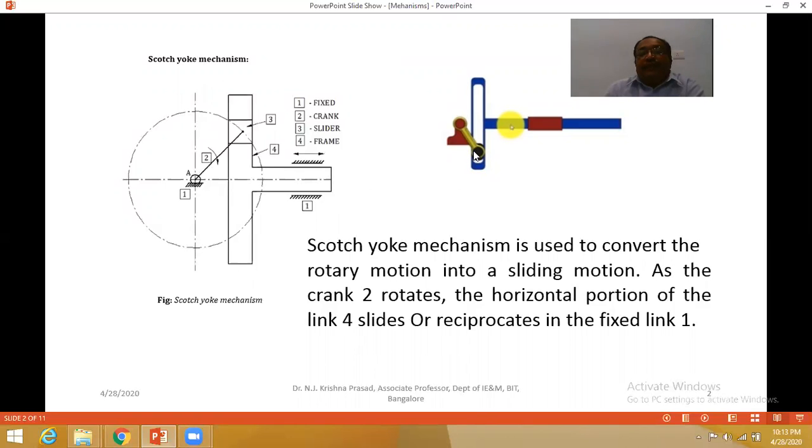In the animated figure shown here, when the crank rotates continuously, the slider 3 reciprocates vertically, whereas the frame continuously moves in the horizontal direction. So, to convert a rotary motion into a reciprocating motion, Scotch yoke mechanisms are used.